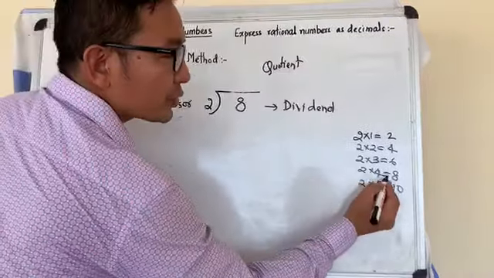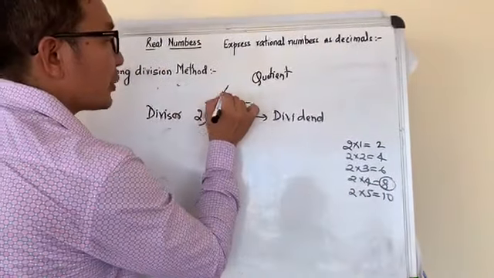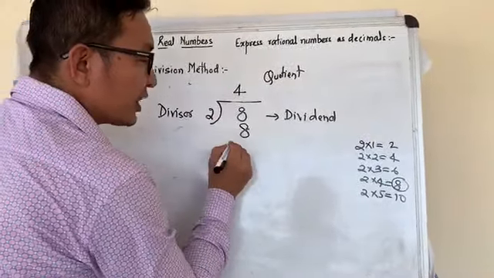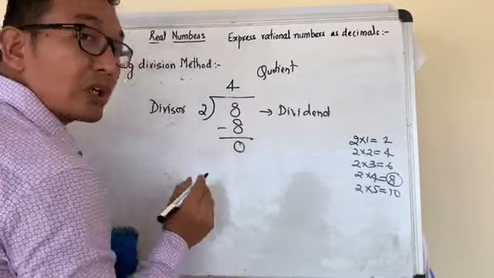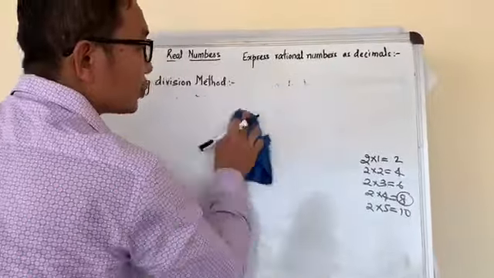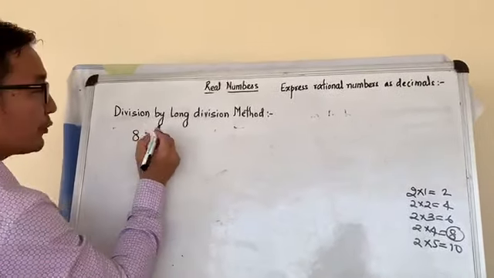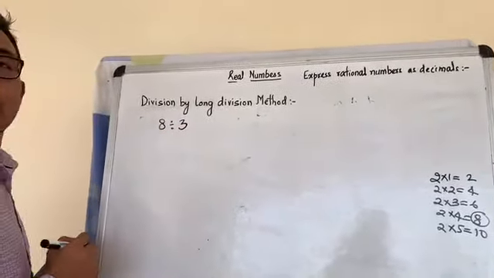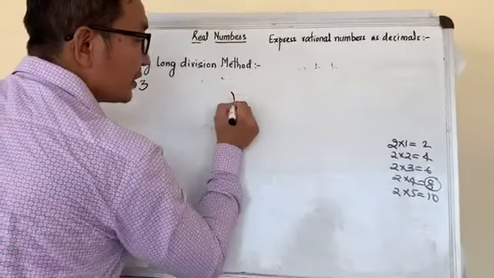And the cups of 4: 2 4 times is 8, and subtract. If you divide 8 by 3, 8 divided by 3.